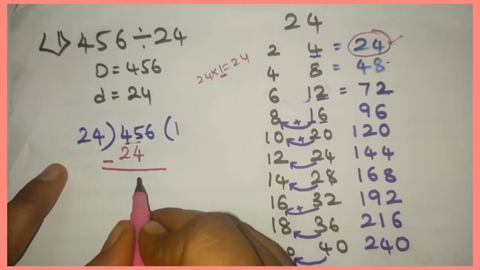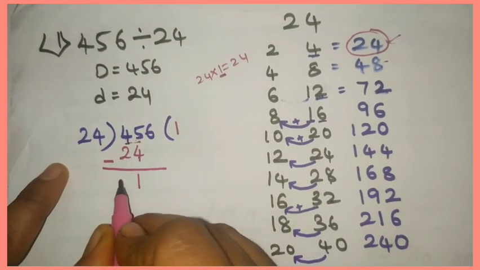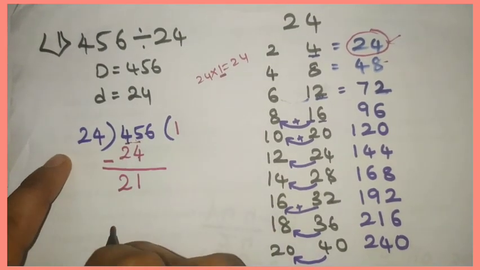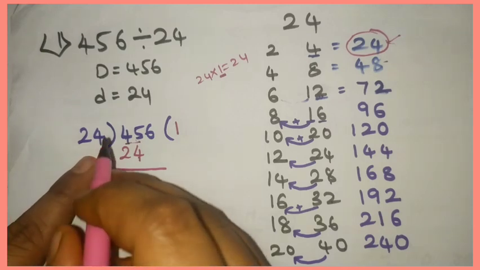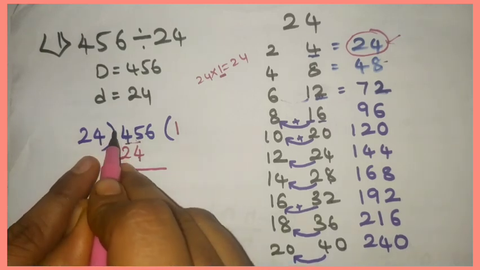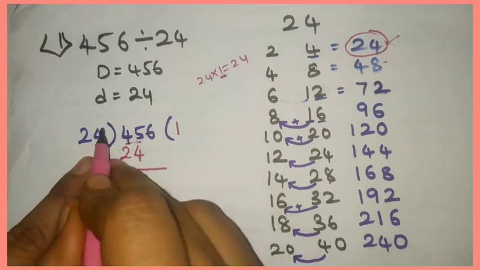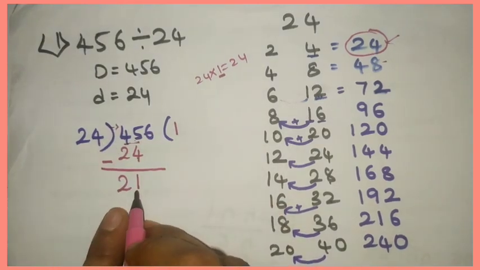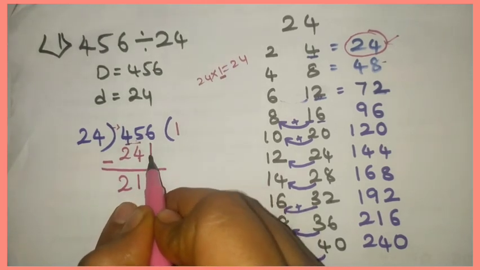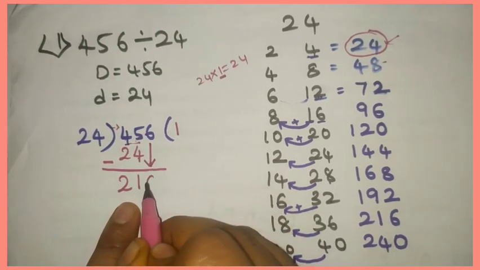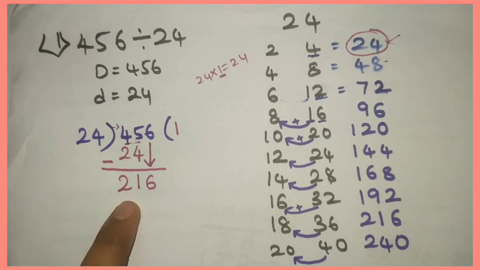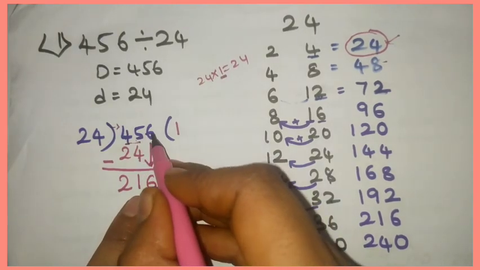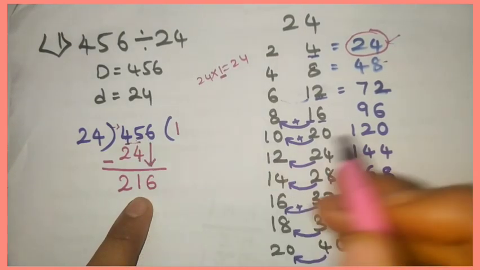5 minus 4 is 1 and 4 minus 2 is 2. Remember, we always do the subtraction from this side only. We will not do it from the ones place, we'll do it from this side. Now we got 21. Here 6 is there, so I am writing this 6 here, taking this digit down.